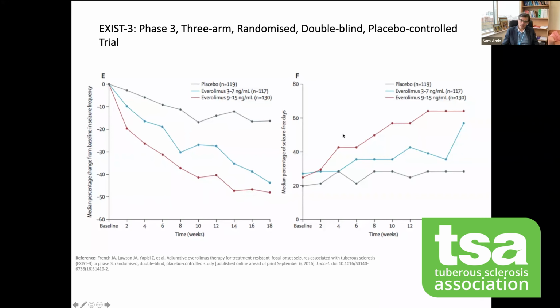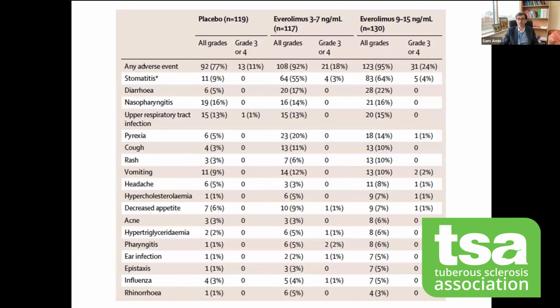Again, if we look at this graph, we are looking at seizure-free days. Again, if you take a high dose, you are likely to have more seizure-free days. So this study tells us that this drug is effective. And this table shows the side effects of the study.